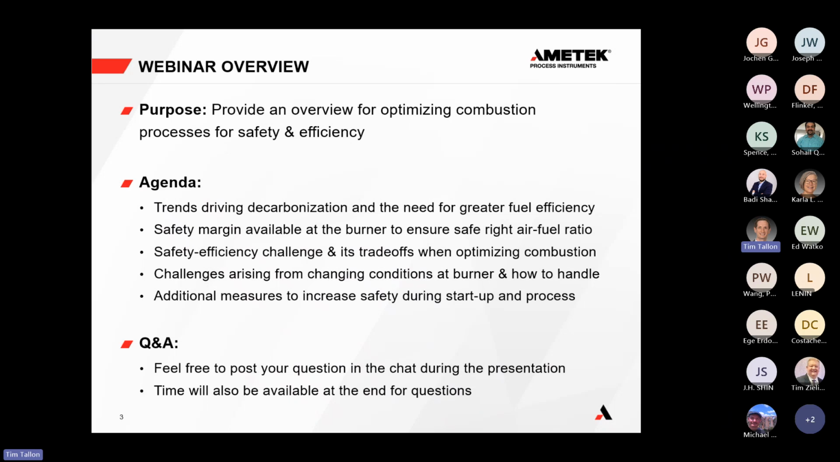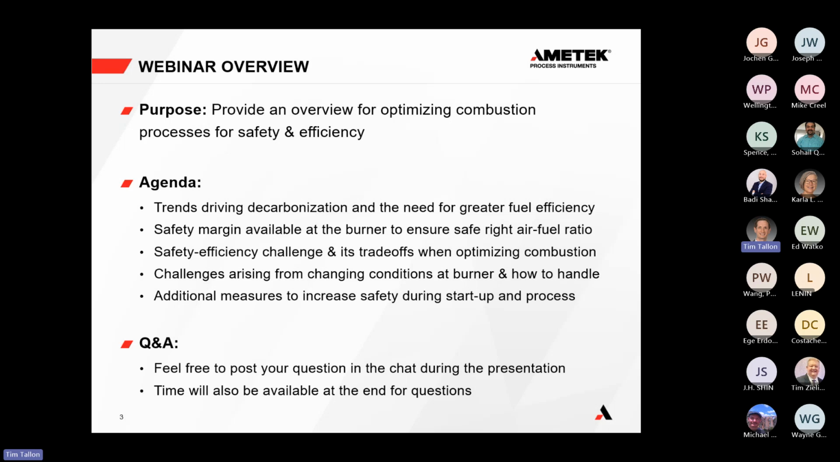We'll also talk about safety margin at the burner, how to really get the air-to-fuel ratio right, and how to think about that when it comes to optimizing combustion. And we'll then talk about the safety efficiency challenge. There's a trade-off that takes place: as you reduce one thing, you also have to potentially increase another thing. So you have to keep in mind the parameters around increasing safety, but also increasing efficiency.